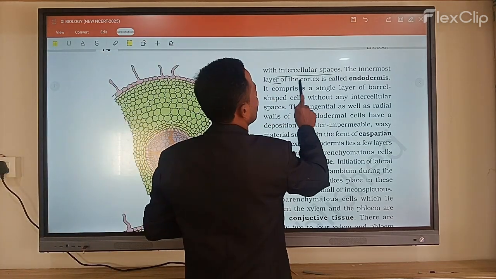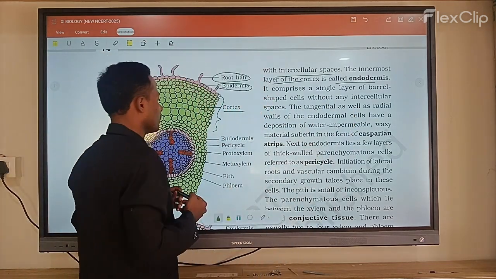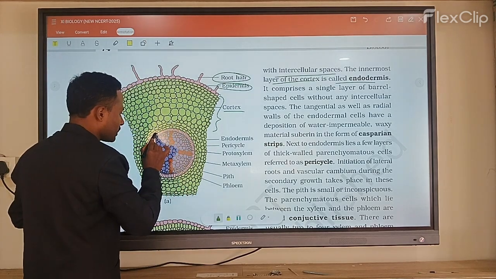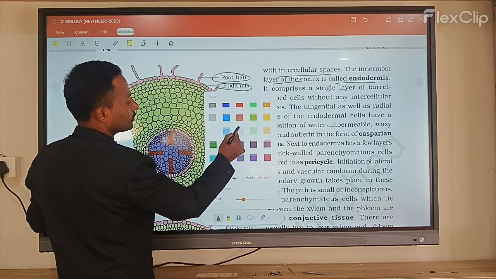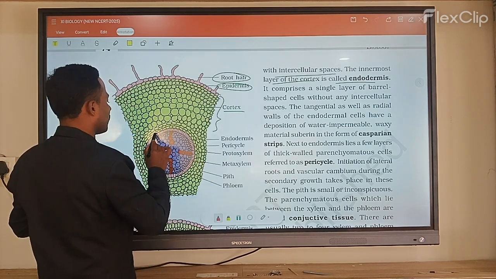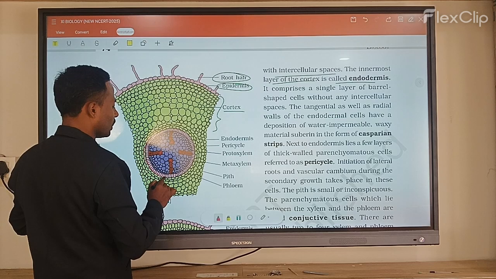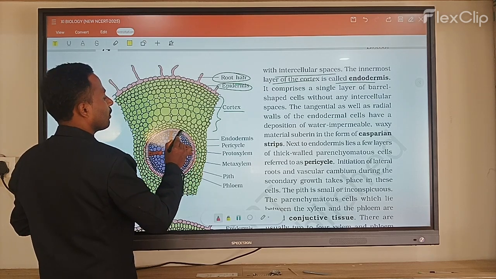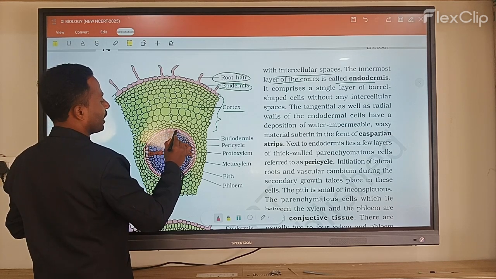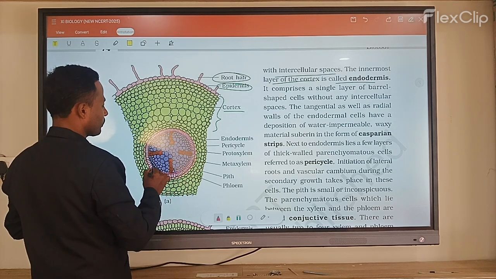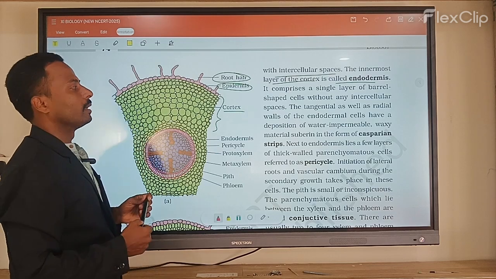Now the innermost layer of the cortex is called the endodermis. See the innermost layer, this pink colored layer here. This whole layer is called the endodermis layer.